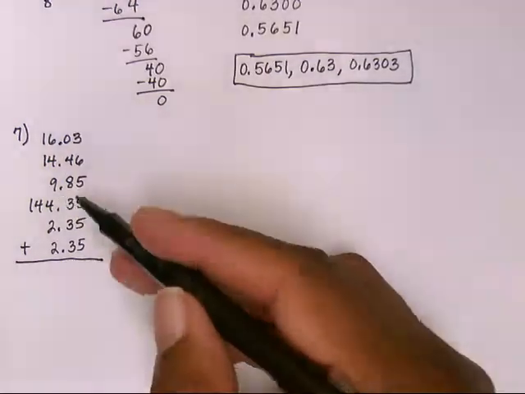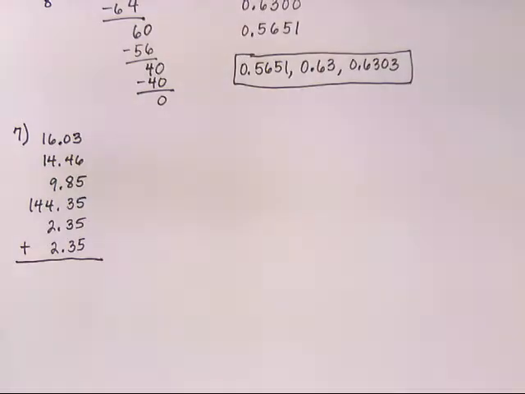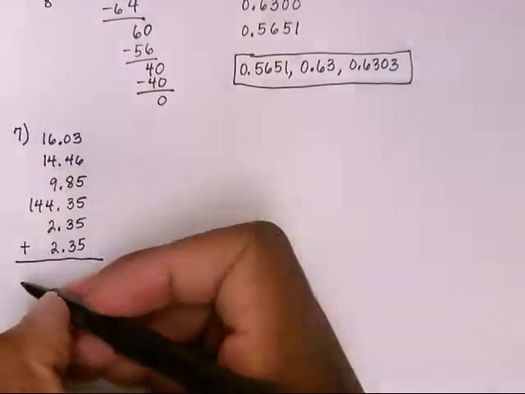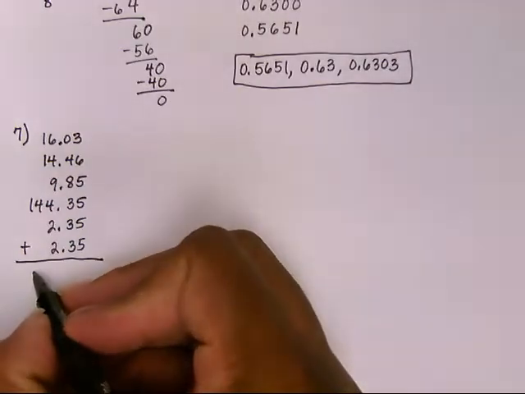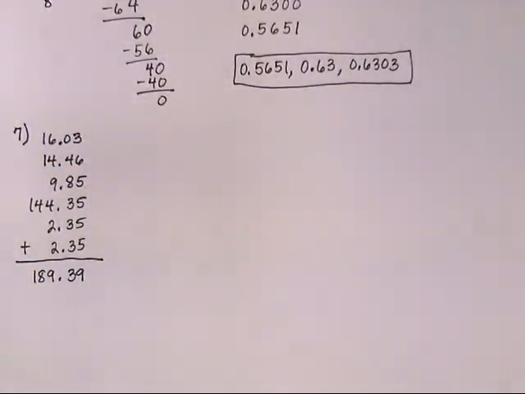Now, when you show your work, at least show this part right here. And then, pretty much add. In this case here, your total will be $189.39. So that would be the total bill for this particular case.